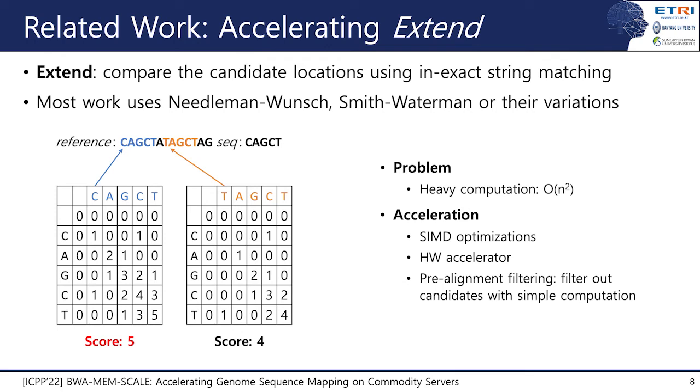This requires heavy computations. Therefore, several work implement SIMD-optimized versions of the algorithms, and many FPGA or ASIC-based accelerators are developed for the algorithms. In addition, some work proposed pre-alignment filtering techniques. They filter out candidate locations with simple computations and run the dynamic programming algorithm only for the high probability candidates.